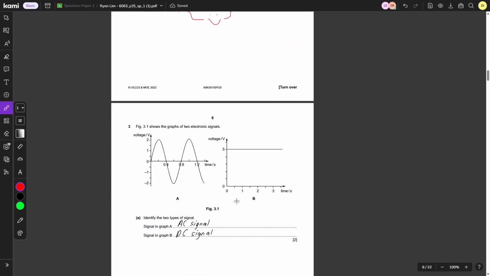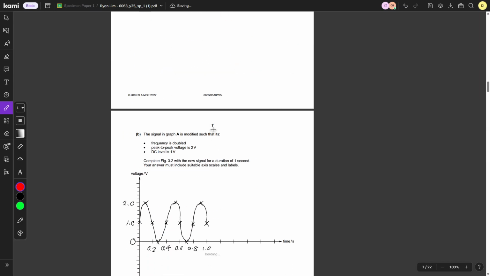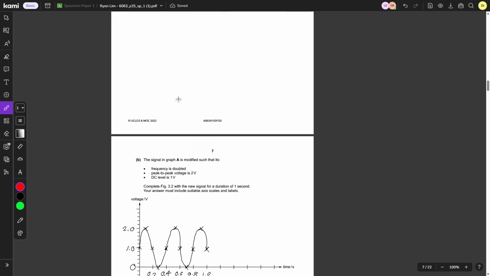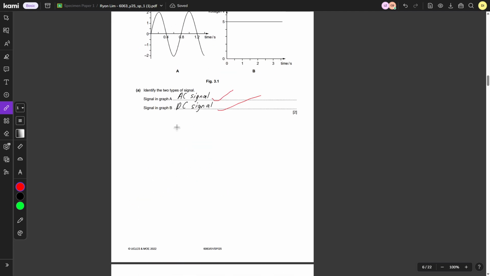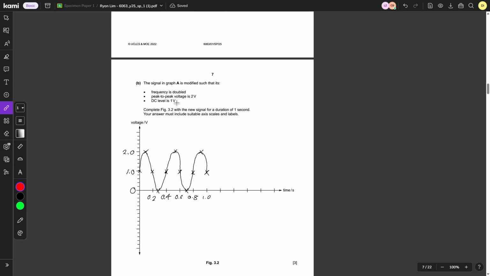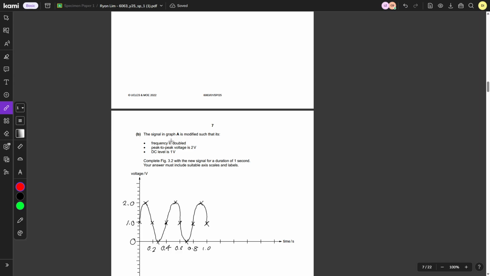Alright, next. Two, okay, AC and DC. AC signal, DC signal, yep, alright. Oh, wow, okay. The signal in A is modified. Frequency is doubled. Peak to peak is 2 volts instead of 4. And the DC level is 1, okay. So the frequency is doubled. So here we got 1.5 waveforms, so we should get 3. 1, 2, so this is wrong.